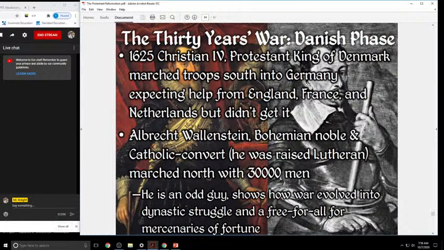Meanwhile, another mercenary by the name of Albrecht Wallenstein, who was a Bohemian noble and Catholic convert, even though he was raised Lutheran, marched north with 30,000 men. Okay, so Albrecht Wallenstein is this guy who was raised Protestant but converts to Catholicism, and he's kind of an odd guy.